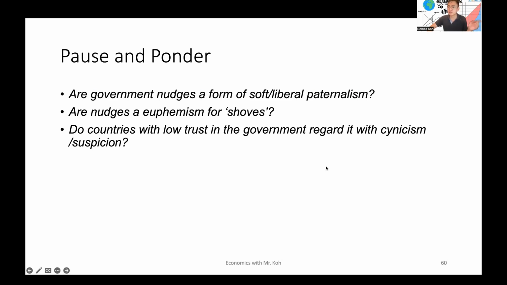A government nudge is a form of soft or liberal paternalism. A nudge is a euphemism for shoves. Do countries with low trust in the government regard it with cynicism or even suspicion? All right. I don't have a quick answer for these, but very interesting. I guess reflection questions to ponder about.